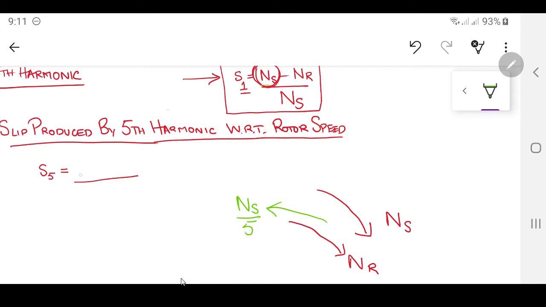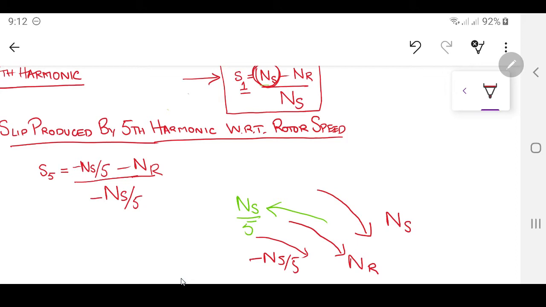So what I am going to do over here, I am going to write this one as minus Ns by 5. What does minus mean? I have the opposite direction. So this means that I can write this Ns by 5 as Ns by 5 in the negative direction. So both are now in the same direction. Now I can subtract them. So this will be minus Ns by 5 minus Nr, divided by minus Ns by 5. This is the slip. So the slip formula is this.